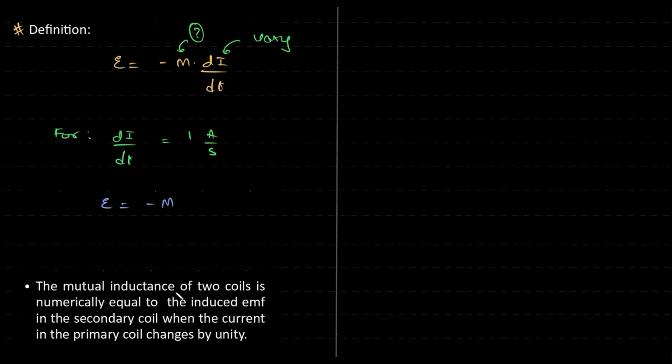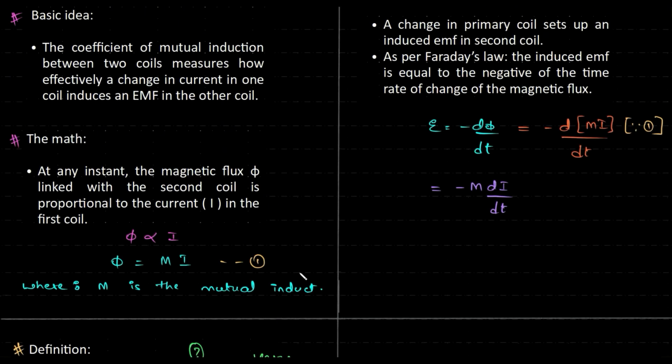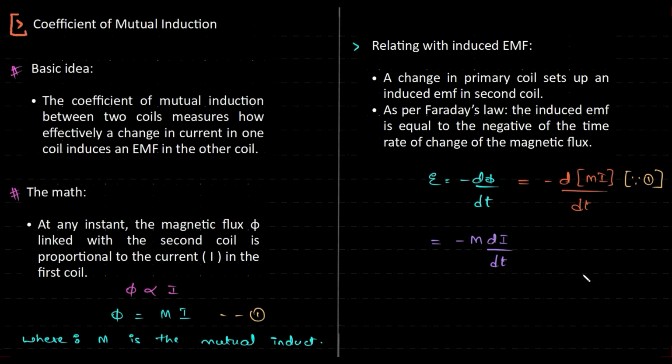The mutual inductance of two coils is numerically equal to the induced EMF in the second coil when the current in the primary coil changes by unit, or the rate of change of current in the primary coil is unit. Okay, you can define it both ways. The initial definition was based on this formula actually, guys. Right? So that 2 is right, but as per this set of steps, that should be the definition.